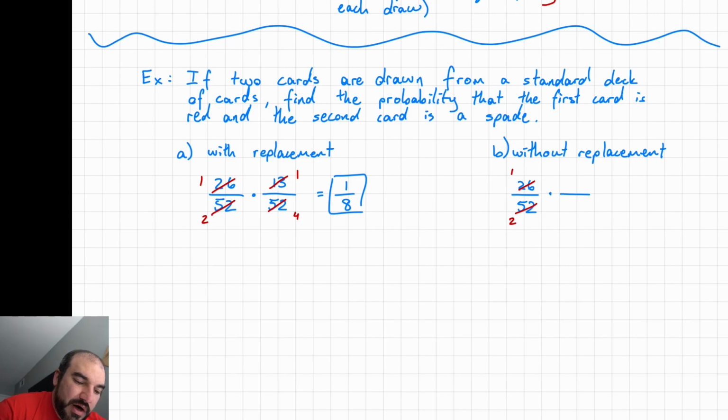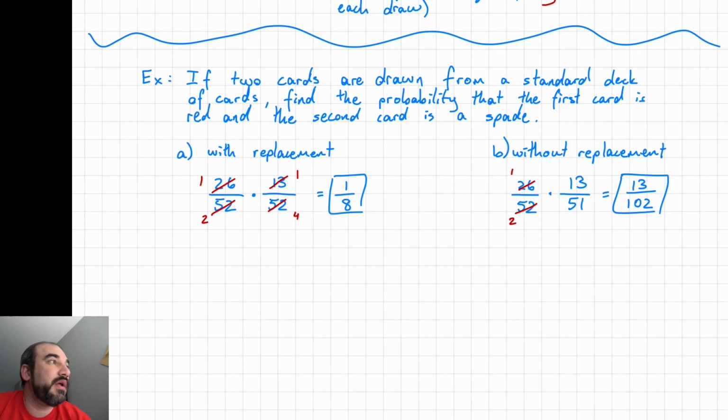But then when it comes to the second card, we're not putting this first card back into the deck. So that first card we took out, the red card, is staying out. Therefore, our second fraction is going to be slightly different. What is the probability that we get a spade on the second card, meaning how many spades are there in the deck and how many cards are there total left in the deck? Good, 13 out of 51. It's 51 because that first card is out of the deck. It's no longer in the deck, so sorry, that doesn't reduce to anything. So when we multiply those fractions, we end up with 13 out of 102.